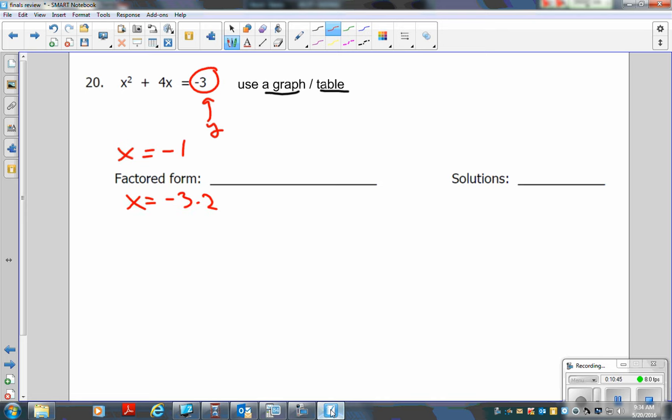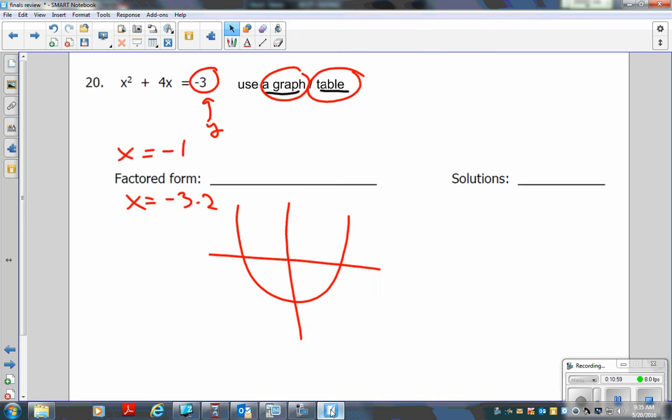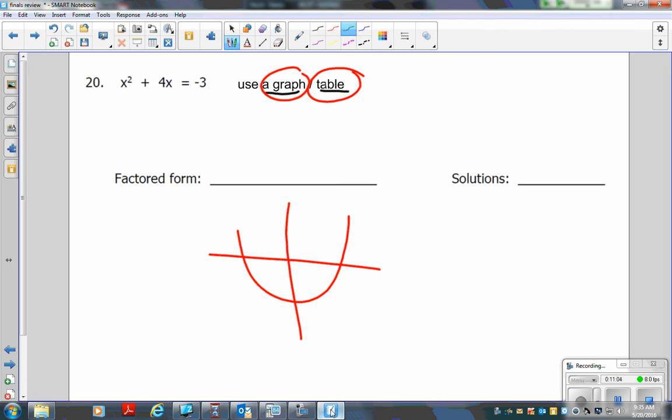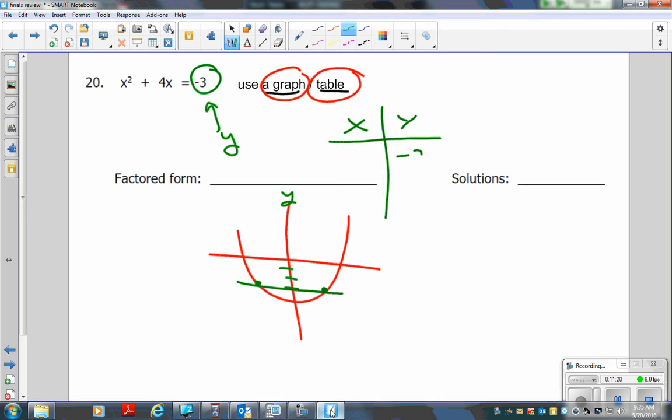But the main thing here is to know how to do it using a graph and how to do it using a table. Again, let's see how to do that real quick. When it's in a graph, you locate this number on the y. This is the y-axis. Here's -3. And wherever it touches the graph, those are your 2 solutions right there. If in the table, you look in a table, wherever you see a -3, the number in front of it is your solution.